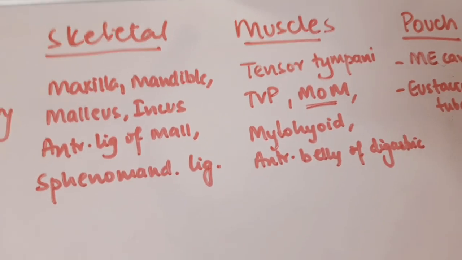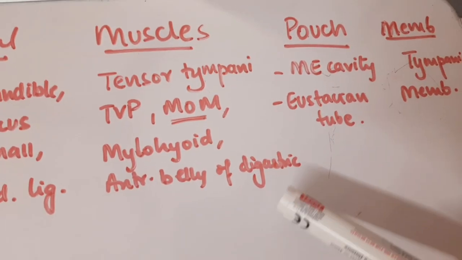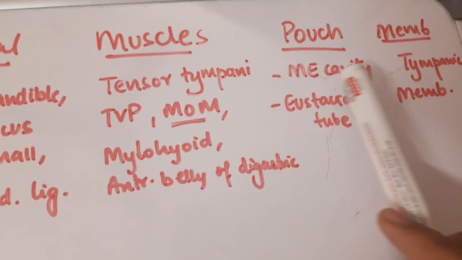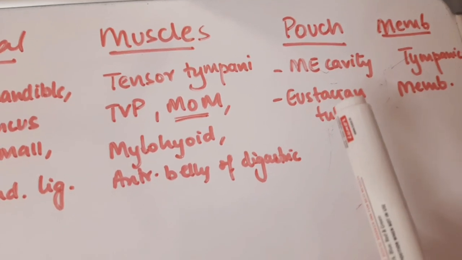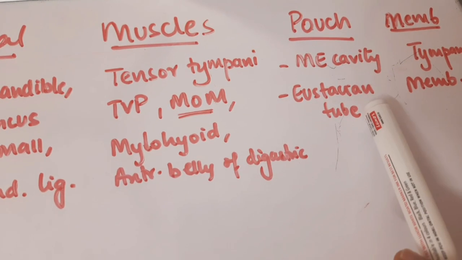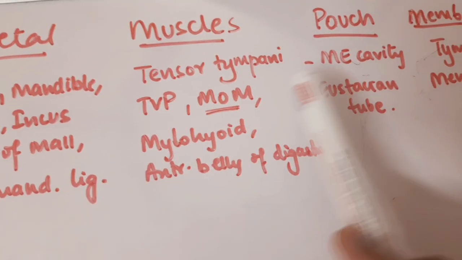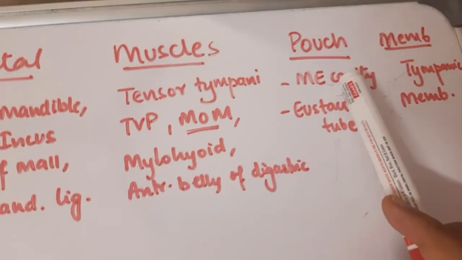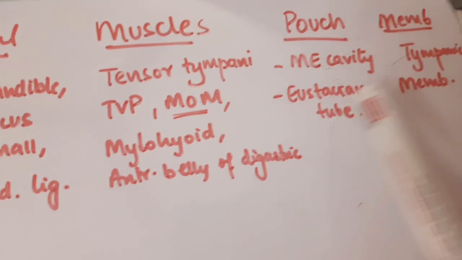Then if we look at the pouch, which was the endodermal structure, we get the middle ear cavity and the eustachian tube from the first pharyngeal pouch. This is quite obvious since we are getting all the middle ear structures from the first arch. So the middle ear cavity and the eustachian tube are also derived from the first arch.